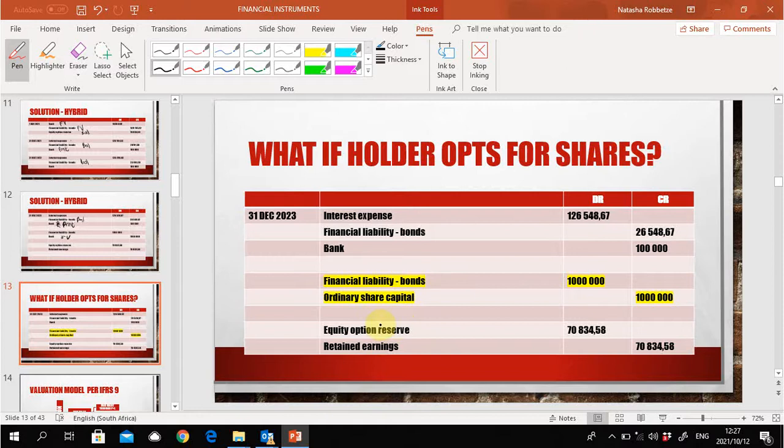You will still close off your equity option reserve against retained earnings because an option has been exercised. There should not be an option reserve anymore. You've taken your pick, so no more options exist for the holders. All right, so that was something interesting. That is called a compounded or a hybrid instrument, where you have an option at maturity date. Do you want money or do you want shares?